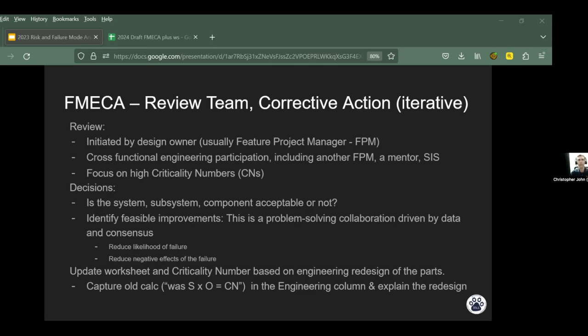So the feature project managers and the system integration specialists are going to be the main people to use this process. So I'm not going to go through this specific slide in a lot of detail. However, anyone who is interested in the process can learn the basics by reading through this and can then talk to an FPM, the SIS, or me for more information. Please note, though, that this is an iterative process of improvement. The FMECA spreadsheet will be able to capture the history of the improvement, like a change log. Also note that only an engineering corrective action, a redesign, will cause us to change the severity and the occurrence.